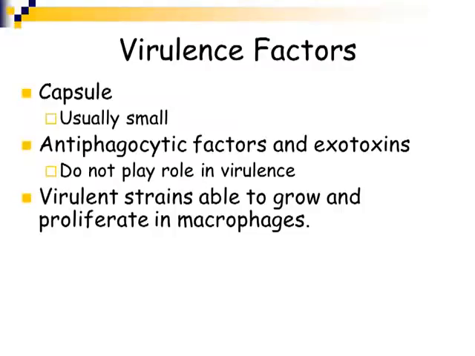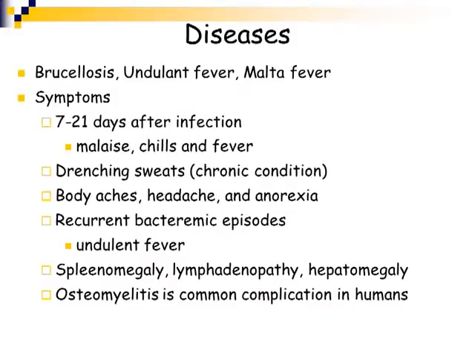Now Brucella can produce a very small capsule, and virulent strains are able to grow and proliferate in the macrophages, in the phagocytic white blood cells in the body. So the diseases, again, we said brucellosis, also undulant fever and Malta fever. Those are different names for brucellosis.